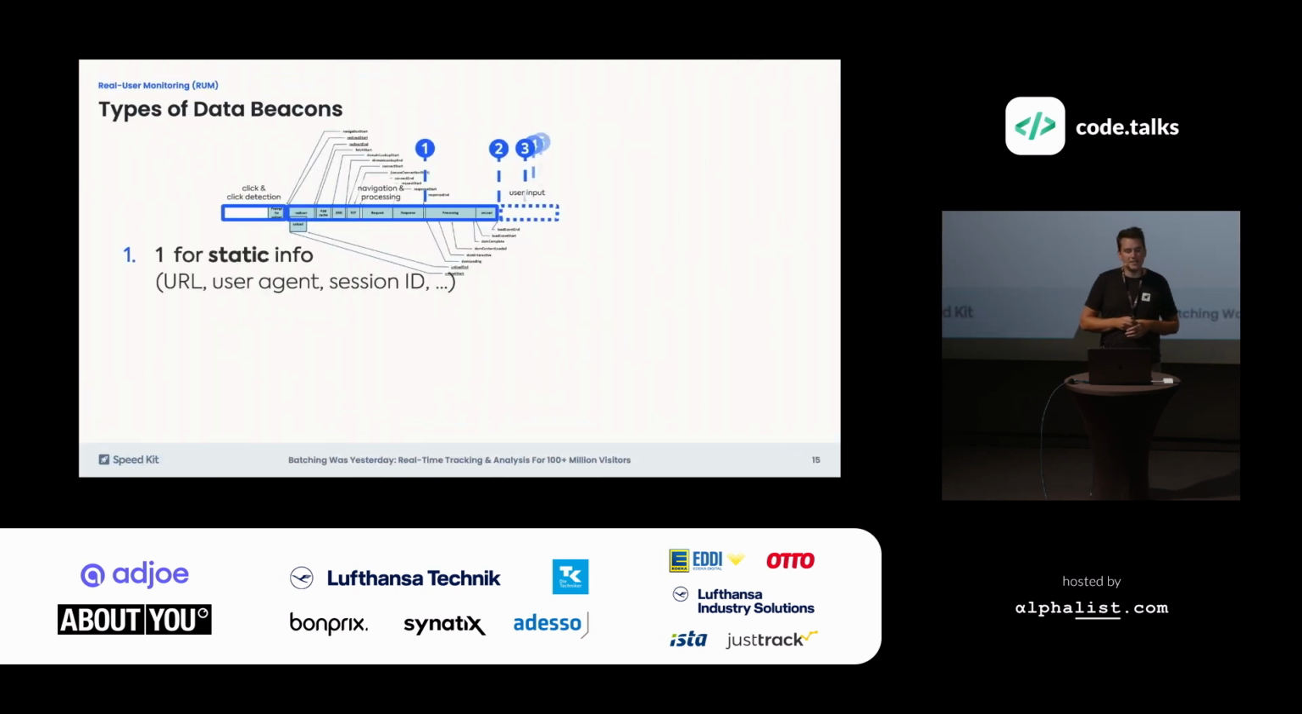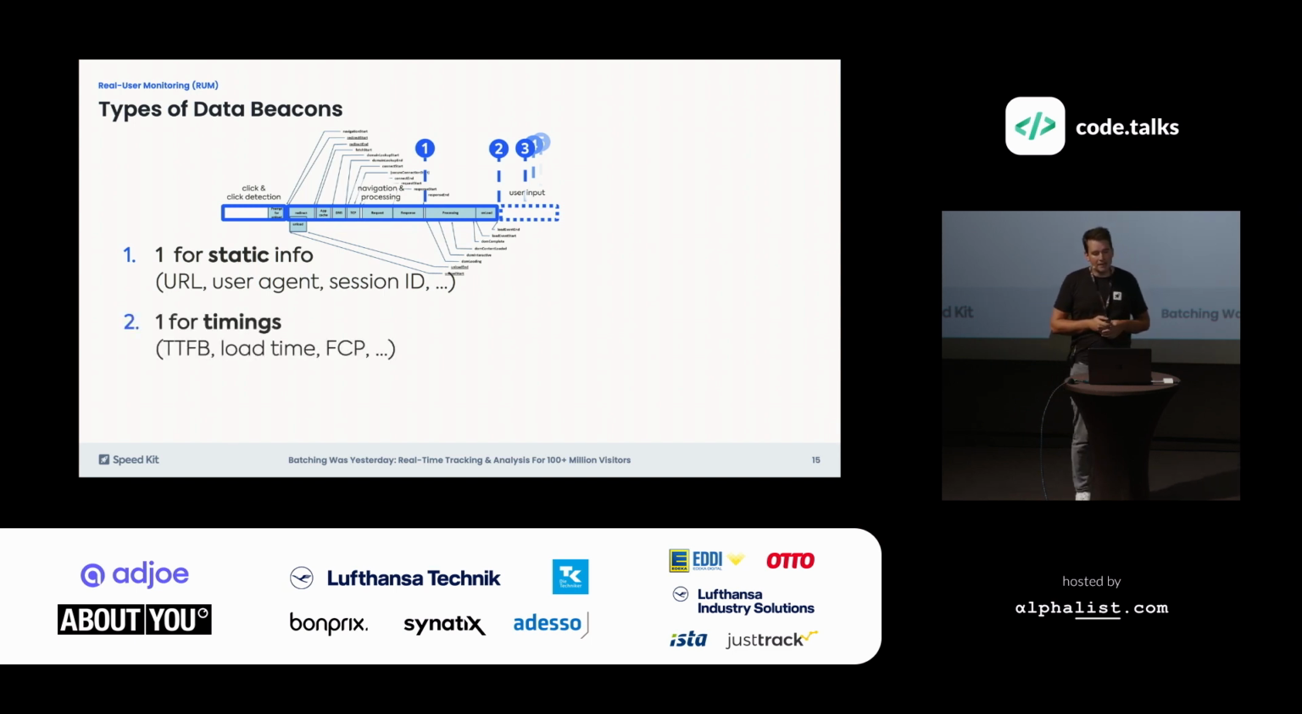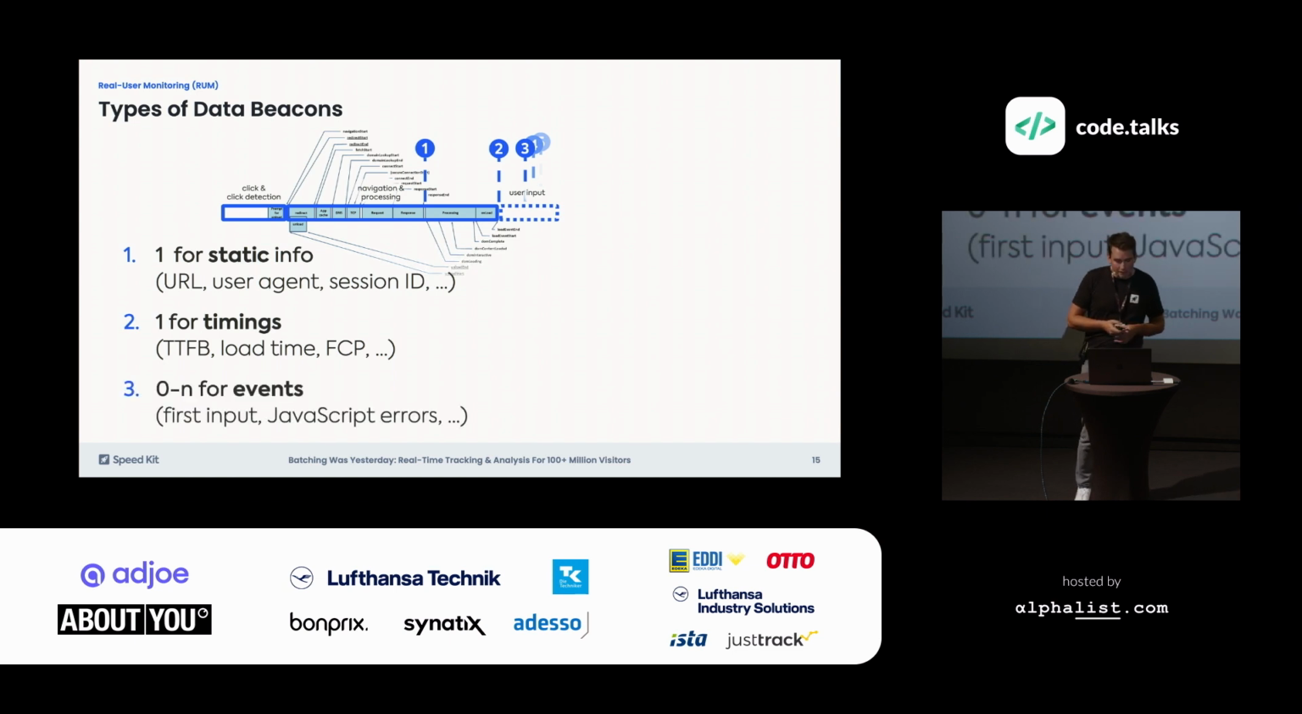We have the first beacon being sent for static information, like the URL, the user agent, the session ID, things that we know right after the navigation. Then we have one timer for all the initial performance timings, like time to first byte, first contentful paint, the ones that happen early and without any user input. And then we have any amount of other events, like for JavaScript errors or things that depend on user interaction, like first input delay and so on.